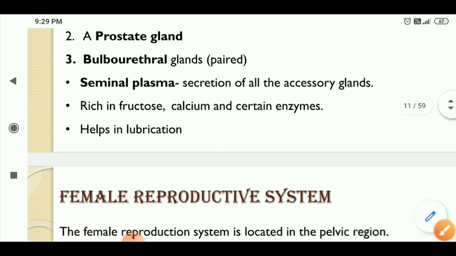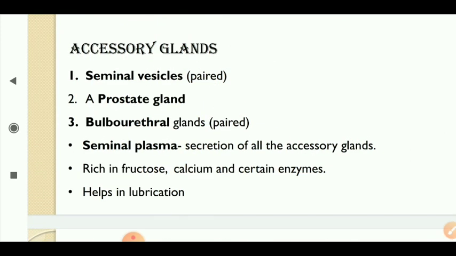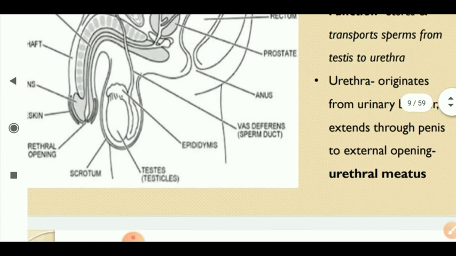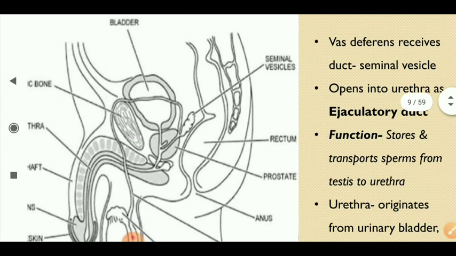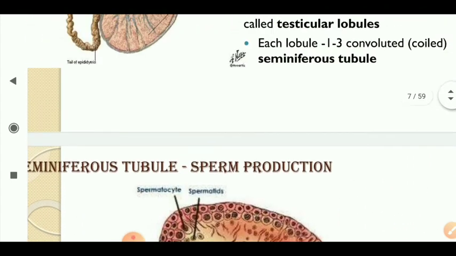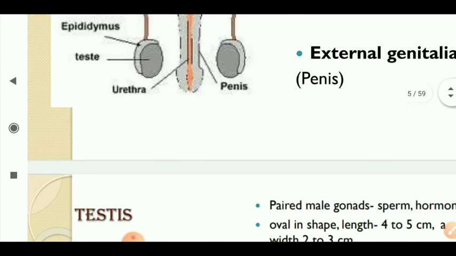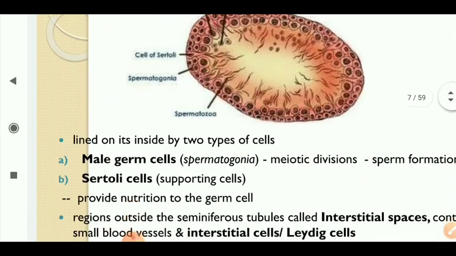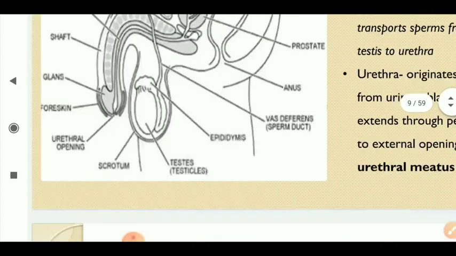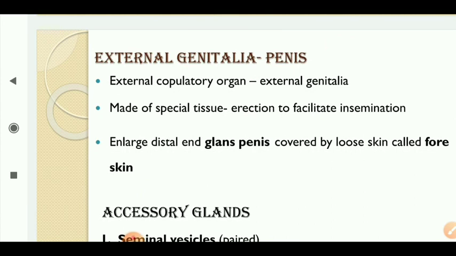Next, it leads to the production of semen. So this is the overall structure of the male reproductive system. In this, we first learned about the structure of the testes, next the ducts of the male reproductive system, then the glands, and then the external genitalia of the male reproductive system.